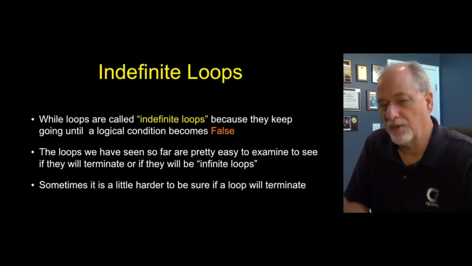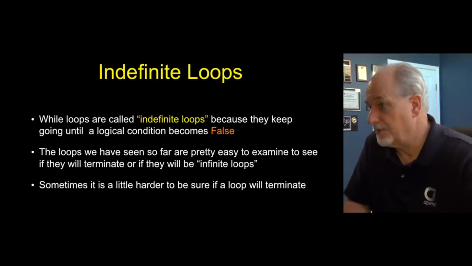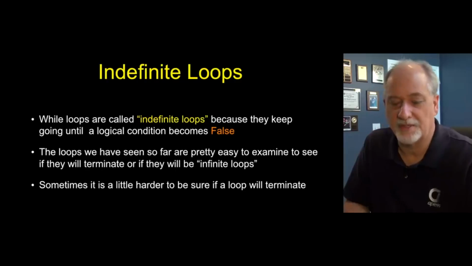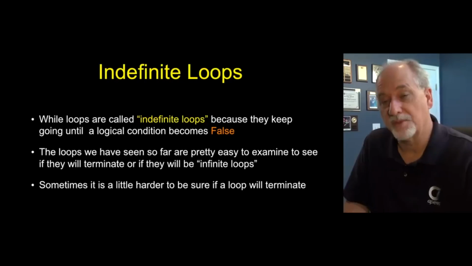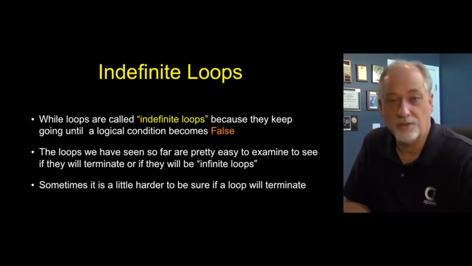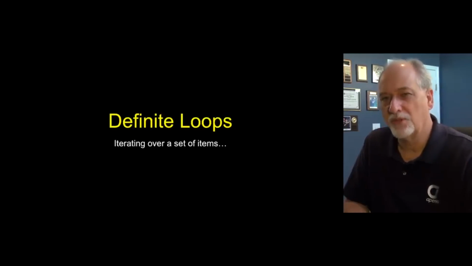So all the ones we've done so far are easy to look at and know that they look pretty good and they're probably going to finish. But there are sometimes, if they're long and complex and their exit or termination conditions are a little more complex, it's not clear that they're really going to terminate. And so we can use while loops for a lot of things, but for most of our looping, we're going to use what are called definite loops, and that's what we're going to talk about next.